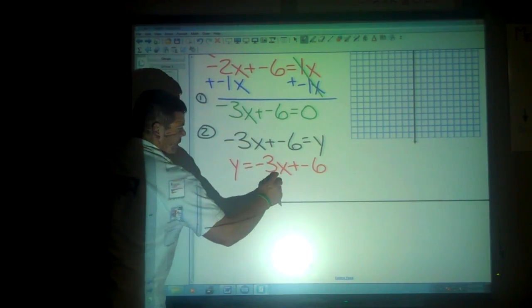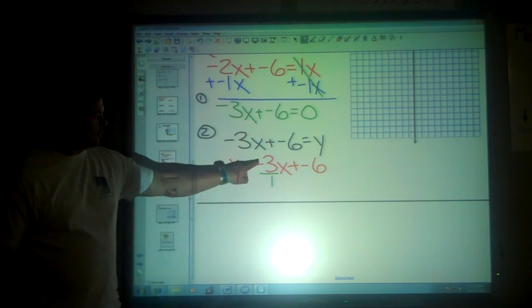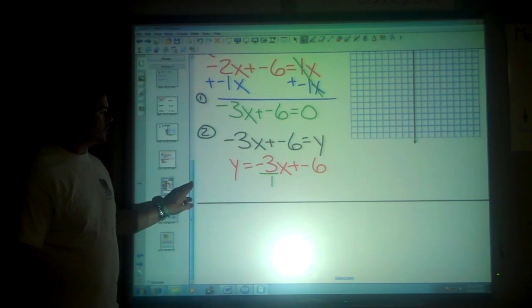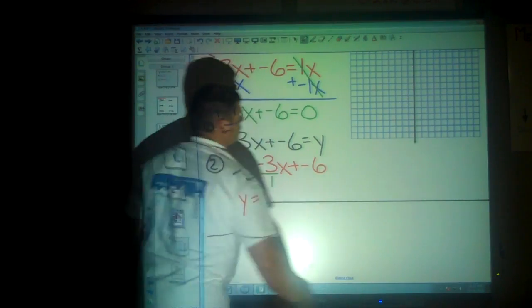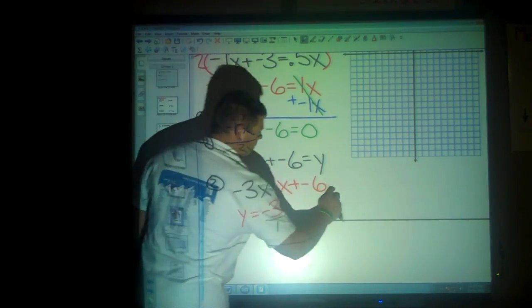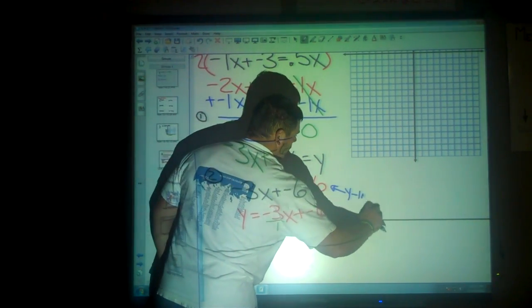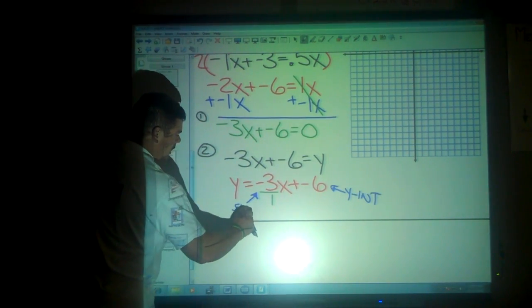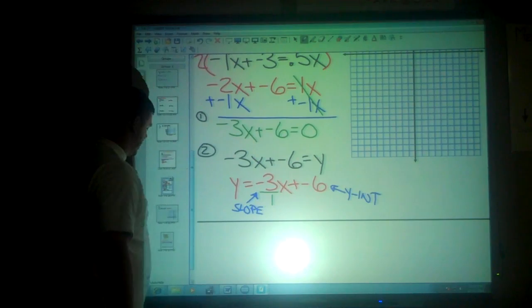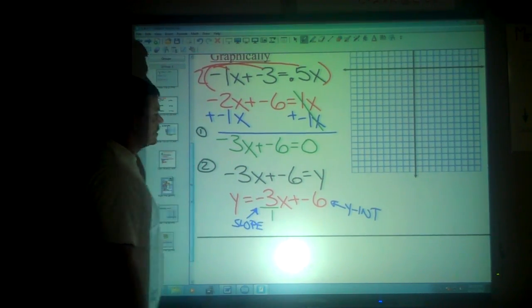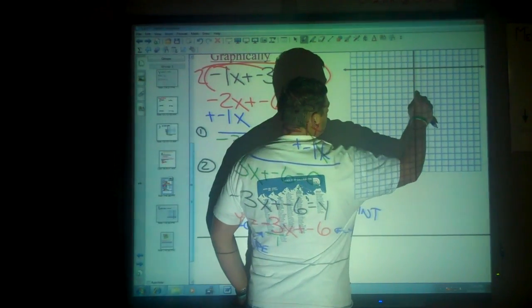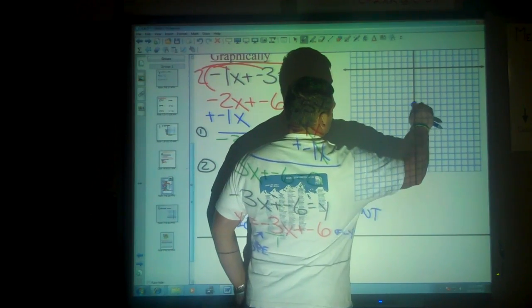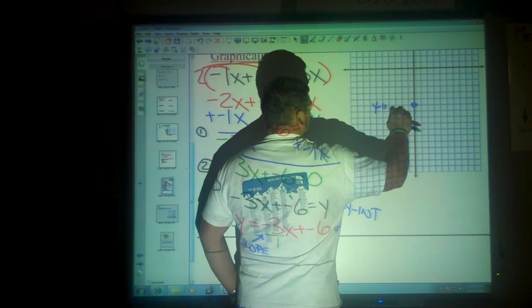In order to see the slope a little better, let's put it over 1 so you have your rise over run. We are going to start on our graph at negative 6, because that's the y-intercept right here. And this is the slope. That's why it's called slope-intercept form. It has those two pieces of information. So negative 6, 2, 4, 6. That's my y-intercept.